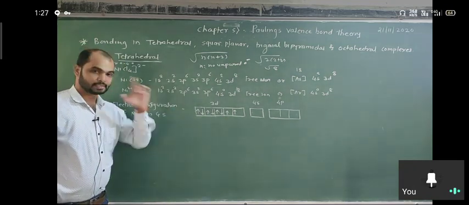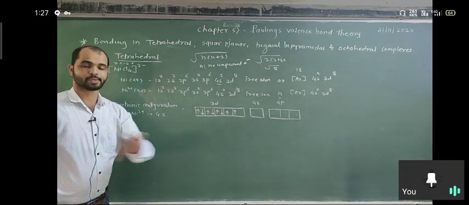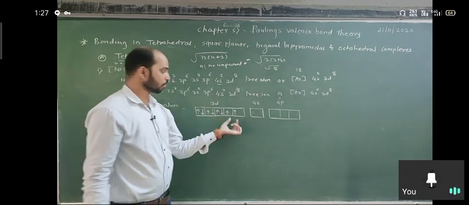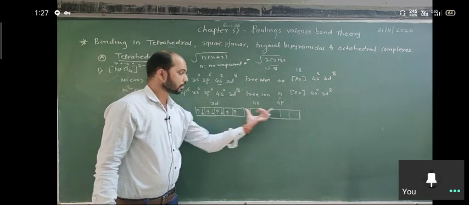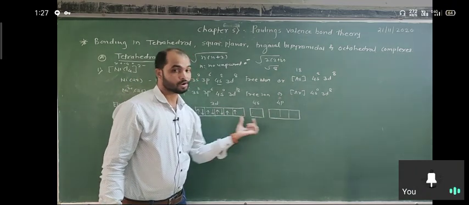That's why we conclude there are 2 unpaired electrons available. That means the complex uses the 4s and 4p orbitals, not the d orbital.